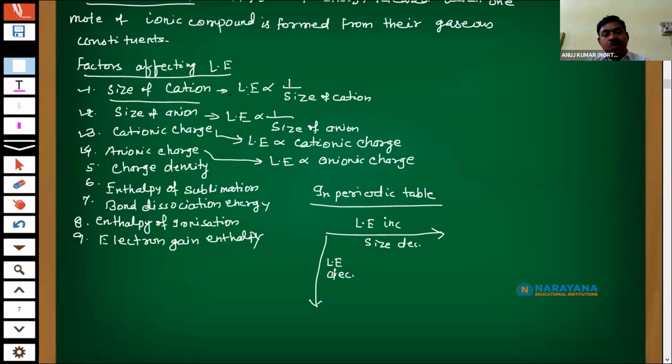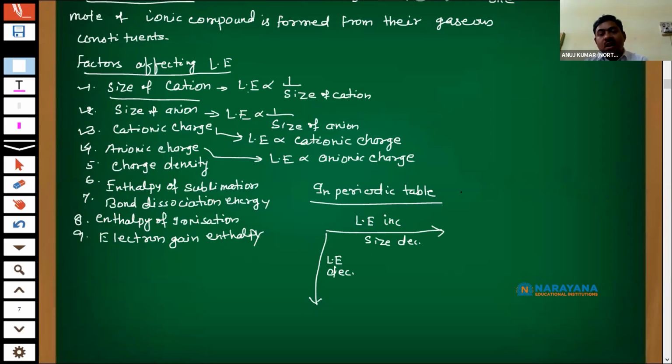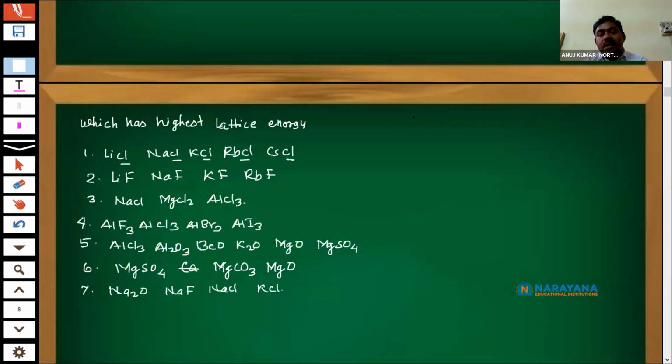And when you come to the group, all are elements of group 1A. Here is lithium, then sodium, potassium, rubidium, cesium, francium. So which one is the smallest? Smallest is lithium. That's why our answer will be what? Lithium chloride.